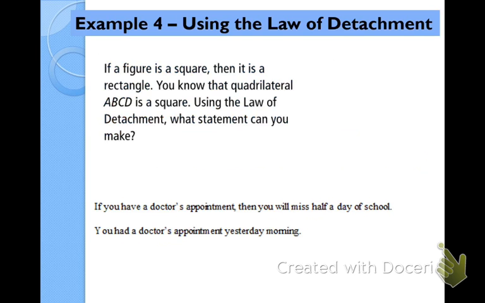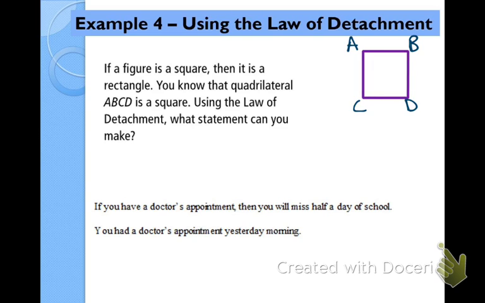Okay? We're going to do the example that you have. All right, so let's look at it. It is right below. If a figure is a square, it's the same, yes? Yeah. Okay, if a figure is a square, then it is a rectangle. You know that quadrilateral ABCD. So keep in mind when you see something like that, that means there's a four-sided figure named ABCD. Okay, that's all that means. Is a square. Using the law of detachment, what statement could you make?